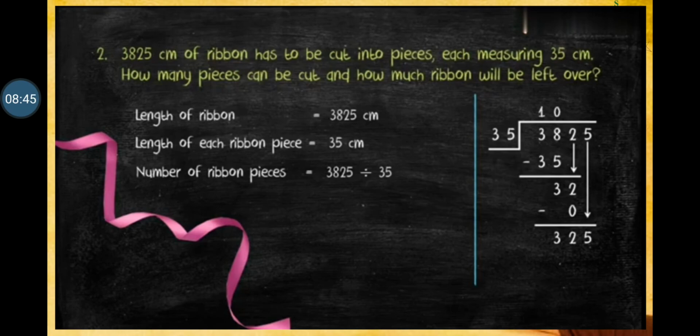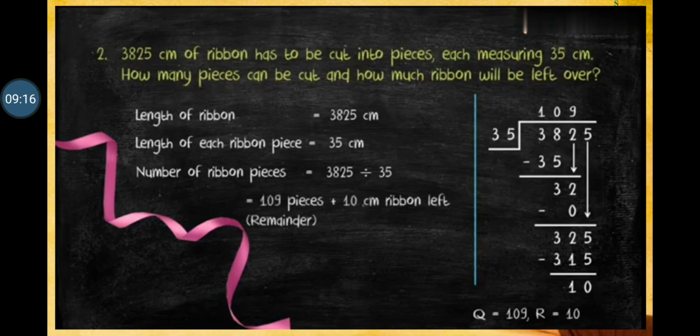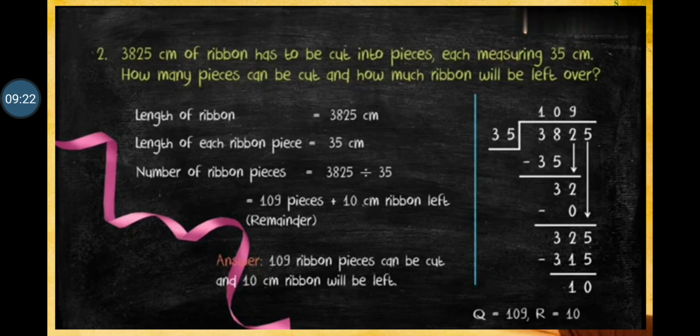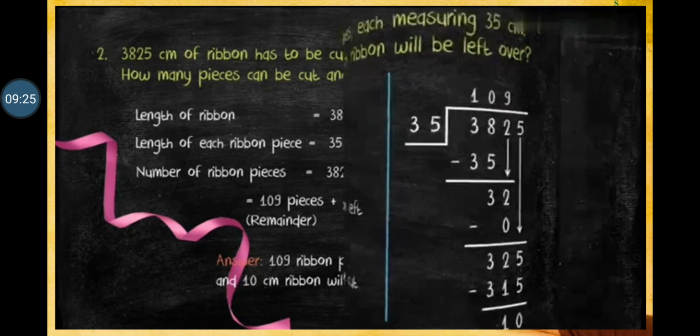Now think which number will be multiplied by 35 to get 325. Dear students, you can write down the table of 35 in the working column as well. So as you can see, the nearest number we can get is 315. And here we have some leftover number, that is 10. The quotient is 109 and the remainder is 10. So it means 109 pieces can be cut but 10 centimeters of ribbon is left.